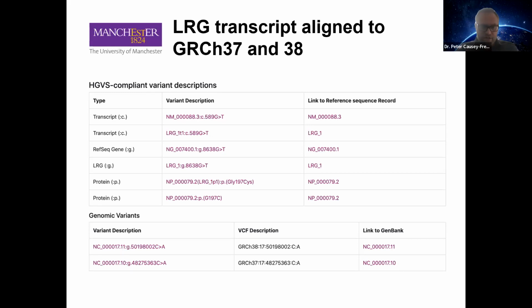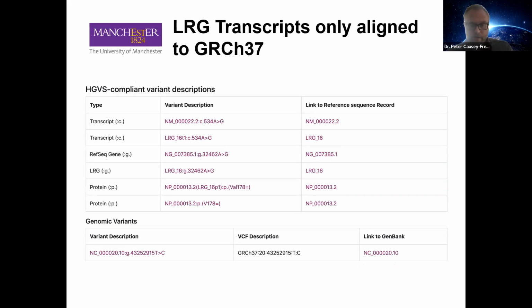Some of these LRG transcripts, the RefSeq transcript equivalents, have been mapped to both GRCH 37 and 38. Now, this is ideal for you if you want to find that genomic description. Next slide, please. But unfortunately, some of the LRGs are really quite old. In this particular instance, LRG16, the equivalent reference sequence from RefSeq is NM_0s22.2. That has never been aligned to GRCH 38. It's only aligned to GRCH 37. Next slide, please.